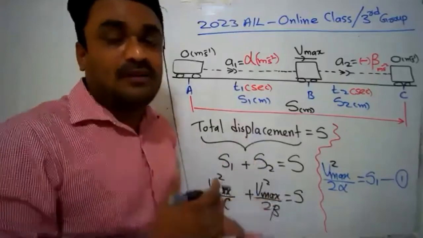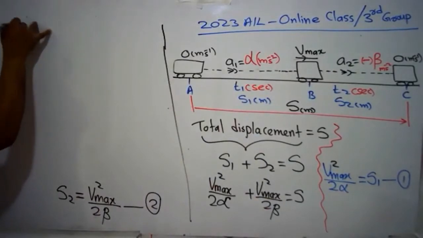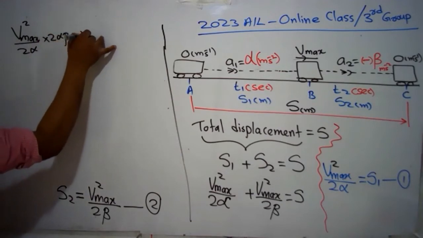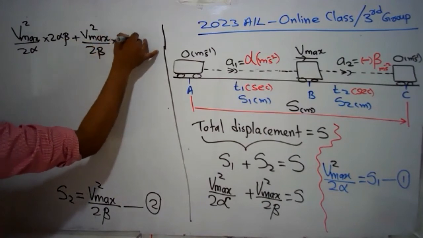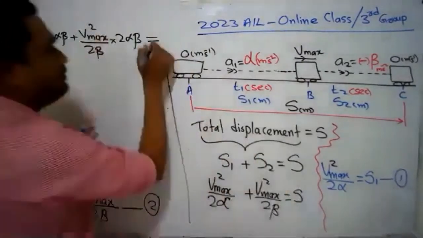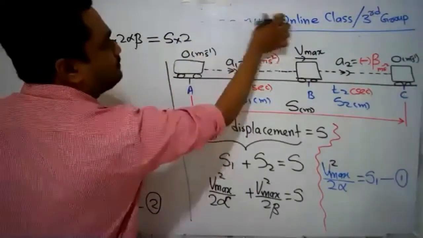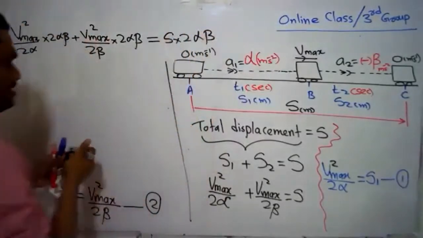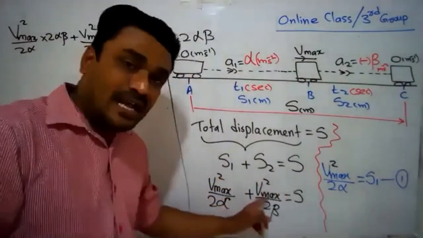So if you see 2 alpha beta S in your answers, the best thing that you want to do is multiply V max square over 2 alpha by 2 alpha beta. And V max square over 2 beta, multiply this also by 2 alpha beta. And this S, multiply S also by 2 alpha beta. So all the three terms in the equation I have multiplied by 2 alpha beta.